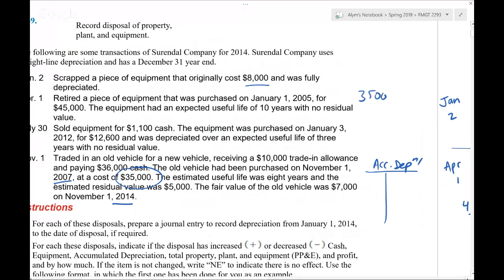So where are we at? 35,000 minus the residual value, which we estimated to be 5,000, divided by the useful life, which was 8 years. How much is that per year? $30,000 divided by 8 is 3,750 per year, times 7 years, and we're at 26,250. So in our accumulated depreciation, we should have 26,250.